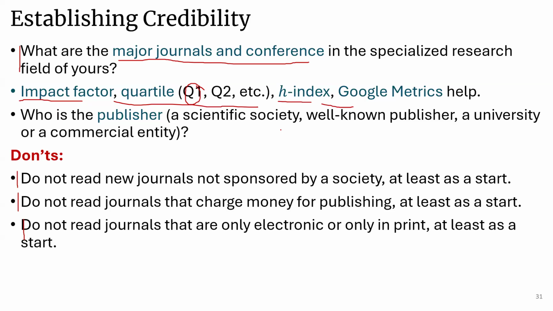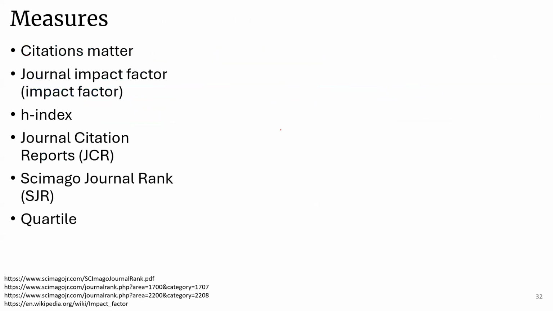Who is the publisher? A scientific society, a well-known publisher, a university, or a commercial entity. So for our area, IEEE is a major publisher, but that is also not sufficient. Knowing that the publication is in IEEE is of absolutely no use, I would say, in the current world where there are thousands and thousands of conferences and journals. So the measures using which you can rank these journals are citations. Of course, they matter. We call this the journal impact factor. That specific name is important. High H index, Journal Citation Reports, SCImago Journal Rank, the quartile.